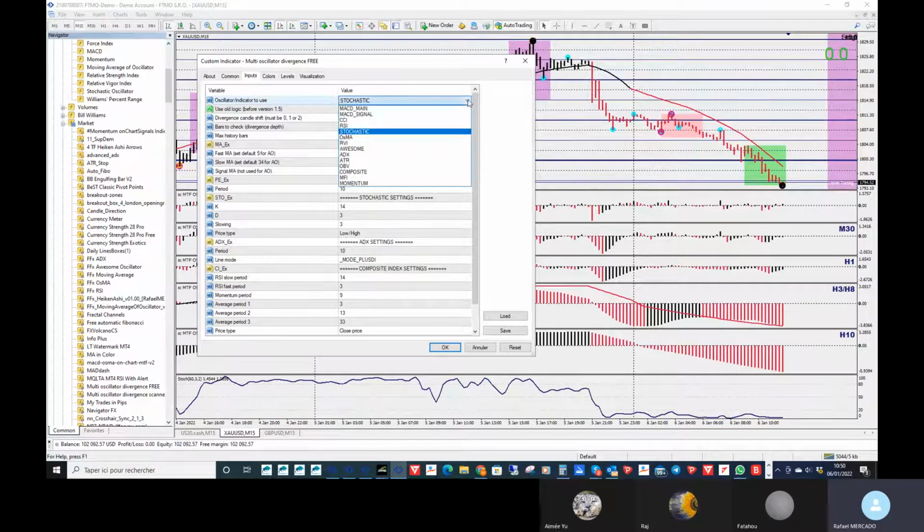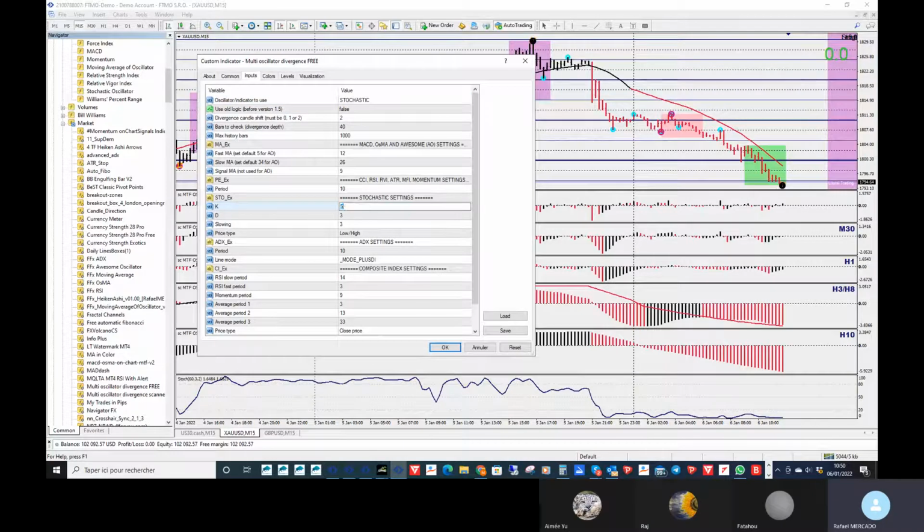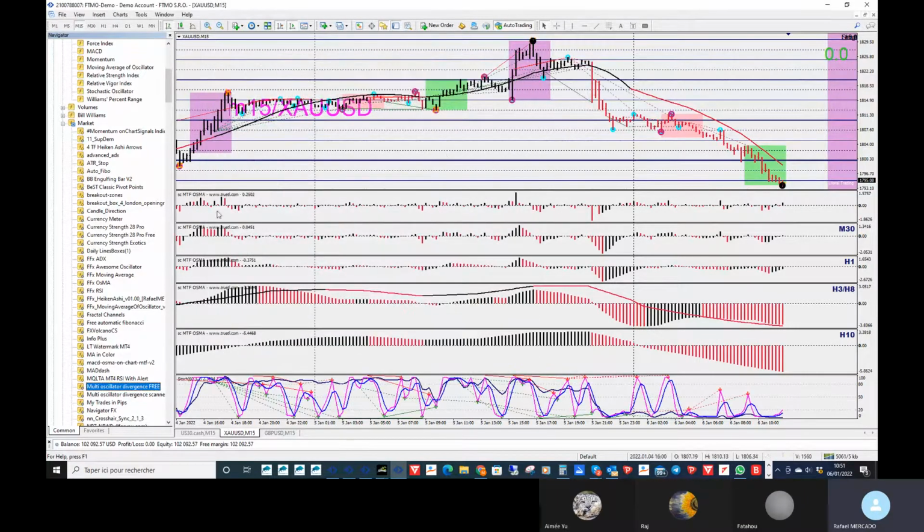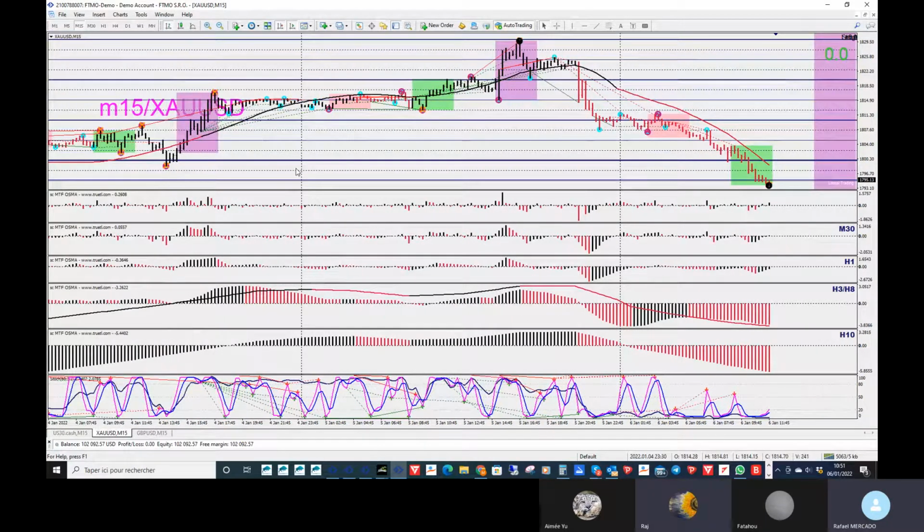You can see any oscillator you want. And then I'm going to set it to 3, 2, close. And that's it. And then I'm going to set the color. I don't remember which color I use, but let's say magenta, a little bigger than this. Okay, and you have again your stochastic, but you have hidden and converted divergence.